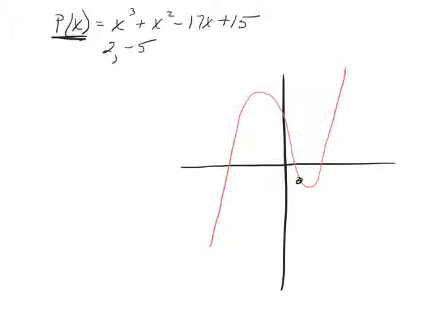If we were to put negative 5 in there, it does cross at the x-axis because negative 5 cubed plus negative 5 squared minus 17 times negative 5 plus 15 is going to give me 0. So that means this point right there crosses at the x value of negative 5, which I plugged in, and my y value being 0. So that tells me I do cross at 0.